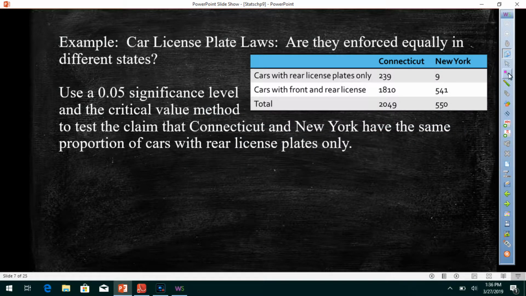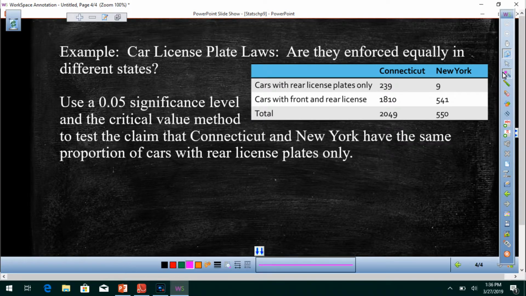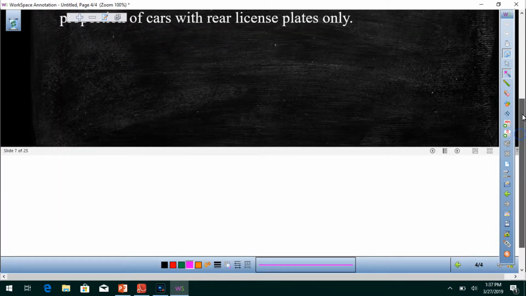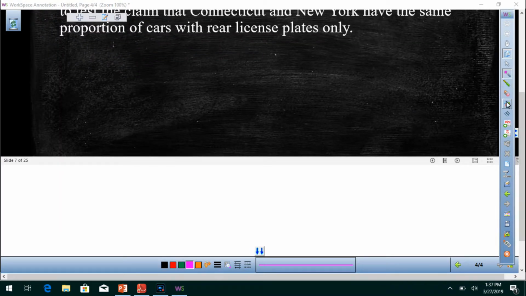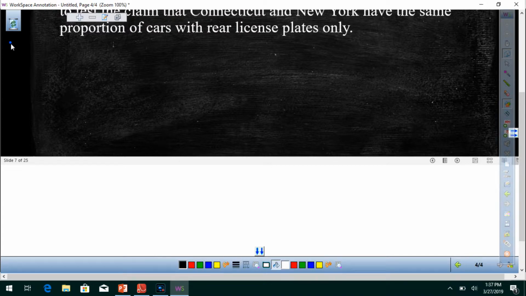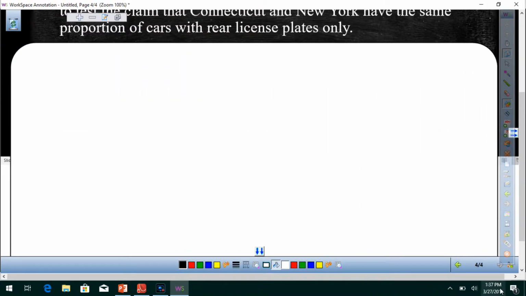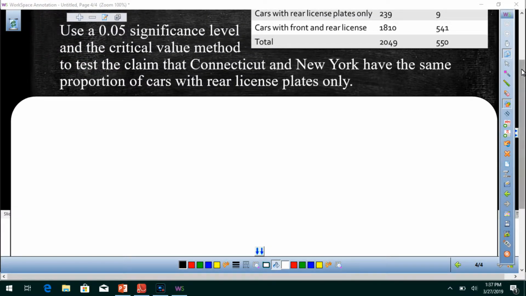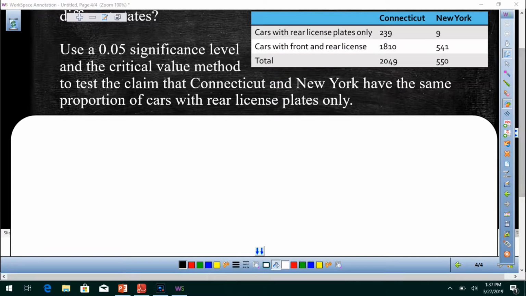Now let's do the critical value method. All right, the critical value method. Let's see, I'm going to click on this. And let's move that up a little bit there. And I'm going to get some room here to write. And let's move that up. Now, we've already done the requirement check, right? And it was okay. So, requirement check.